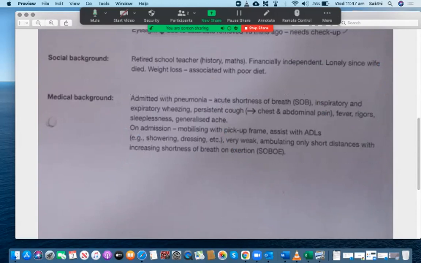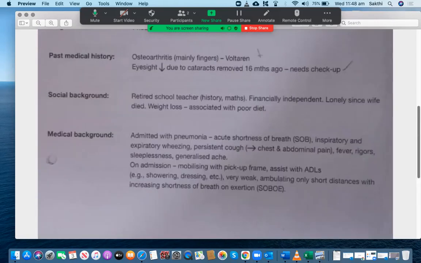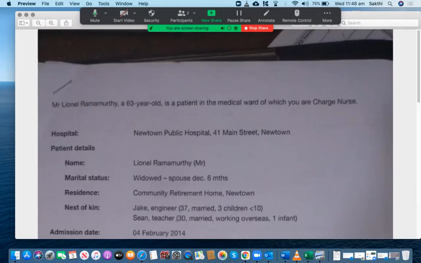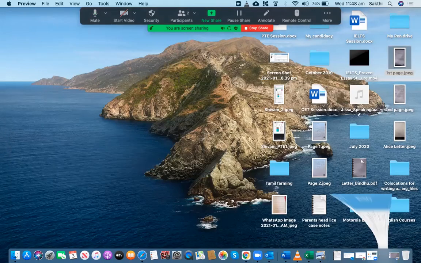When you look at this, assist with the ADLs. ADLs are these things: showering, dressing, all those things. But ambulating is different. Walking is different. Mobilizing with pickup frame doesn't come under ADL. Assistance in daily living activities means whatever activities they do, and it doesn't come under that. It's going to be different. Anyway, I think you could have mentioned that, but apart from that, it's all good. You have included all the relevant case notes, and I'm very happy with that.